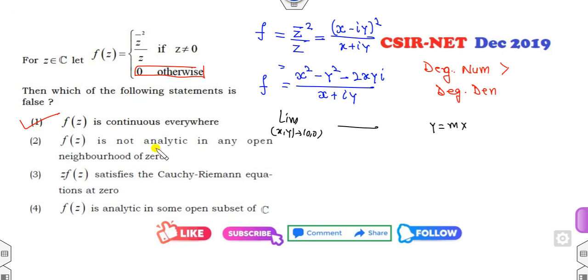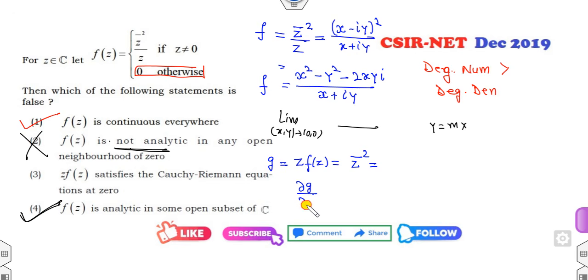F is not analytic in any open neighborhood. That's the answer, because the function is continuous everywhere and differentiable everywhere. The degree of the numerator is greater than the denominator, so it's an analytic function. He said not analytic. F of z is analytic in some open interval? Yes, f of z is an analytic function. Now z into f of z. Z into f of z is z bar square. That means it is satisfied. Okay, so I call this my g function.